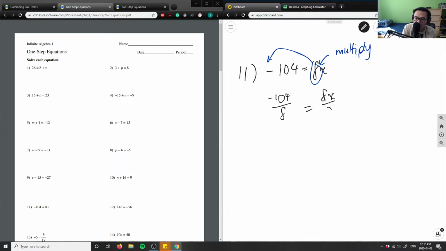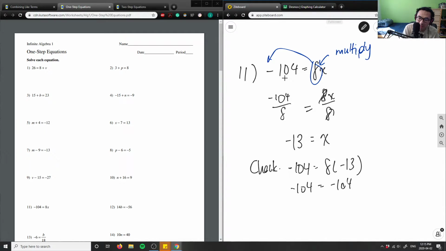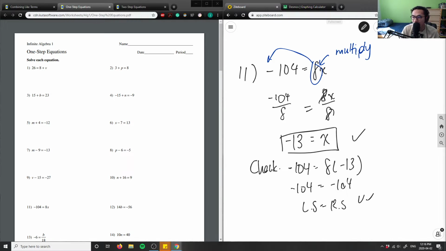Negative 104 divided by 8 equals 8x divided by 8. Now these 8's cancel out, because 8 divided by 8 is simply 1, so I'm left with x on one side, and negative 104 divided by 8 would equal negative 13. So x in this case would equal negative 13. And again, I can always check my work. Negative 104 equals 8 times negative 13, and 8 times negative 13 is indeed negative 104. So left side equals right side, which means check. That means x equals negative 13, my answer for number 11.